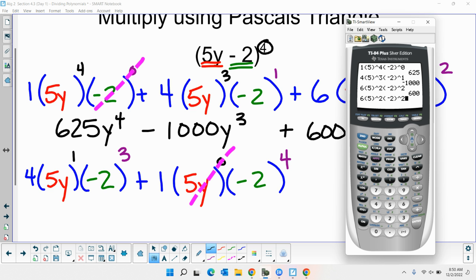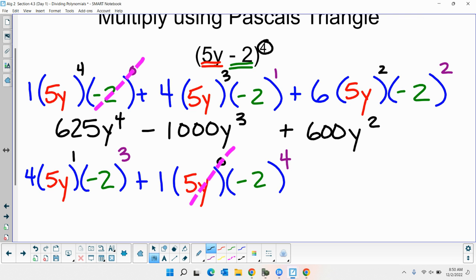And might be able to hit second enter again, see what happens. Yeah, I know I need a 4 again, right? So I got the 4. So that's already there. I just need to change the 3 to a 1 and the 1 to a 3. And I get negative 160.